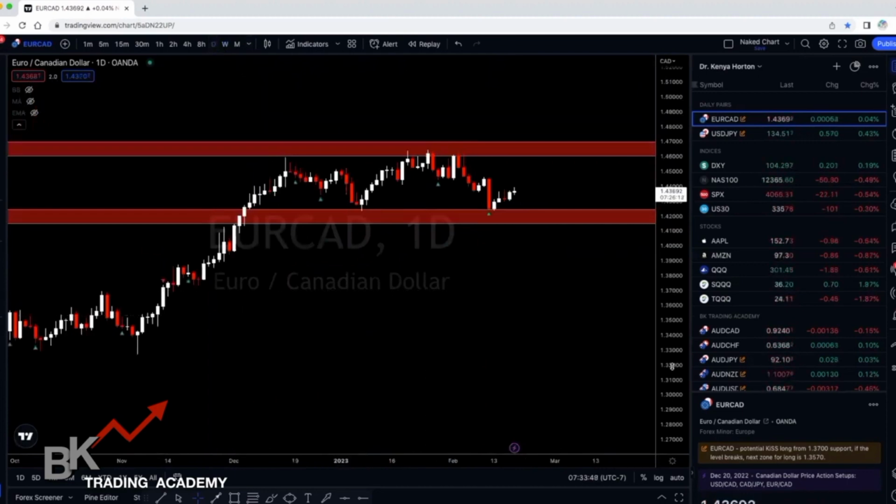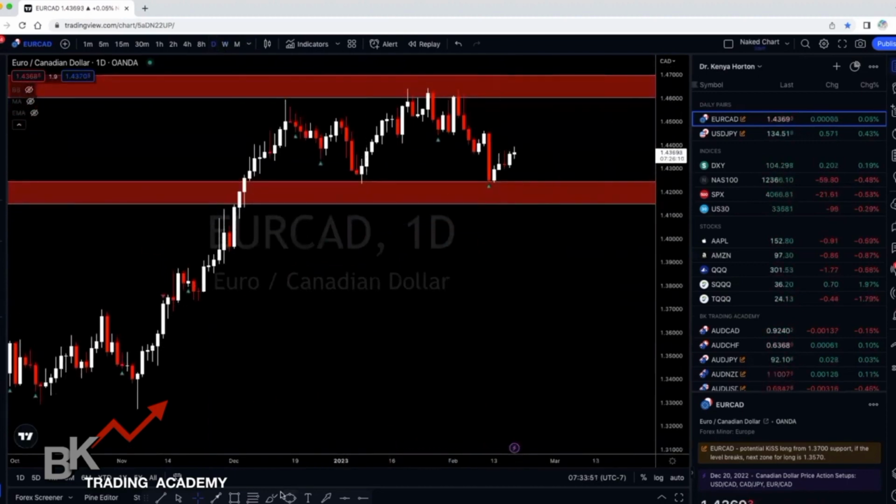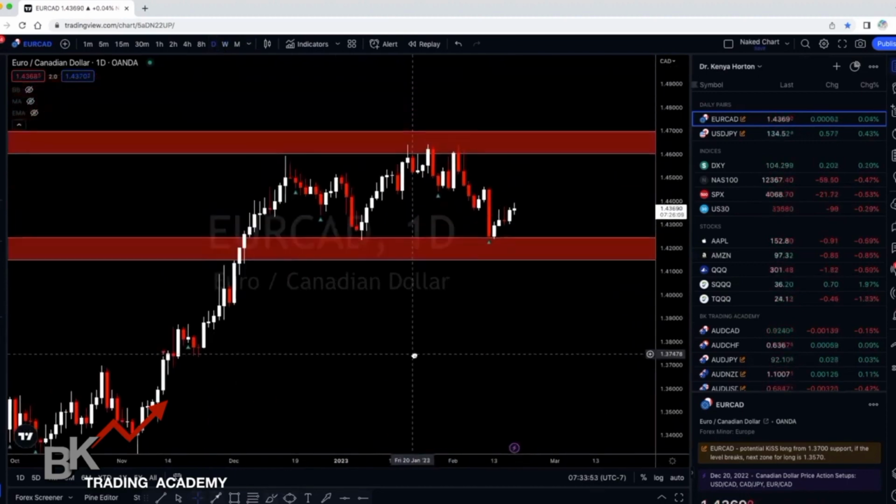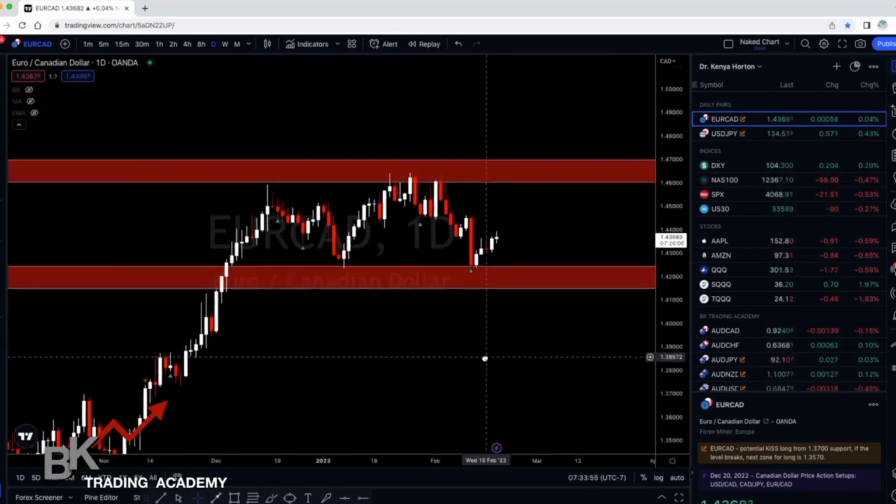So now that I'm on the daily, now price kind of looks sideways, right? Kind of looks sideways here. You can clearly see that we had an uptrend and it kind of looks sideways.